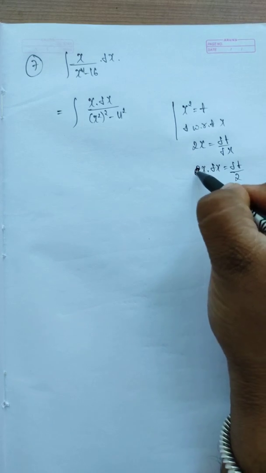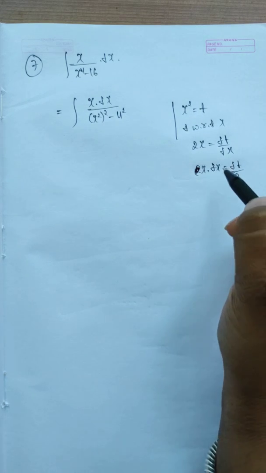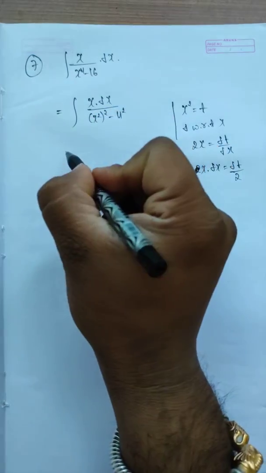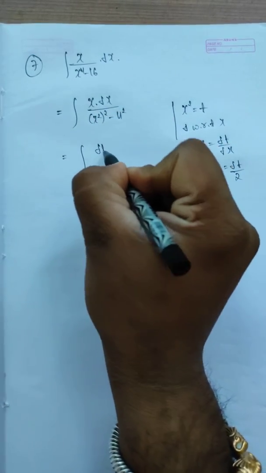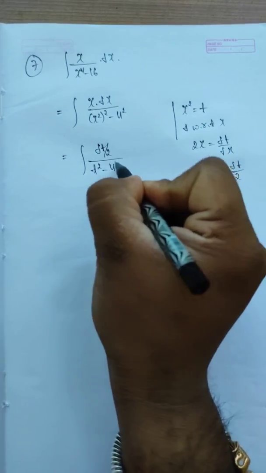On the substitution you can adjust the constant. On the integration, if any adjustment is needed, we can adjust the constant and sign. So in that we are adjusting the constant here. So x into dx is replaced as dt by 2. So this is equal to integration of dt by 2 by t square minus 4 square.